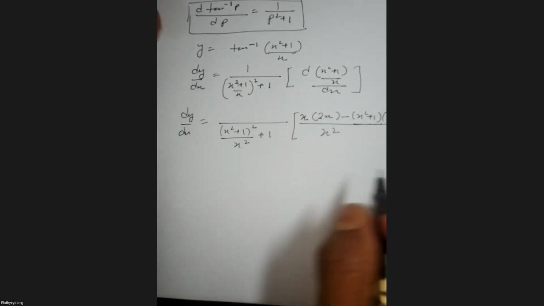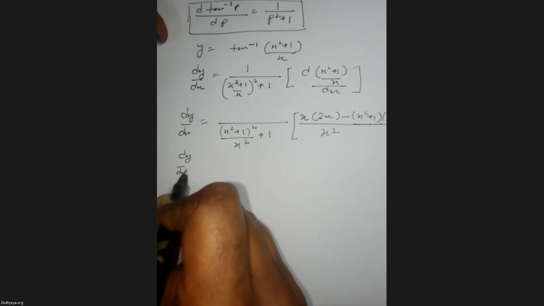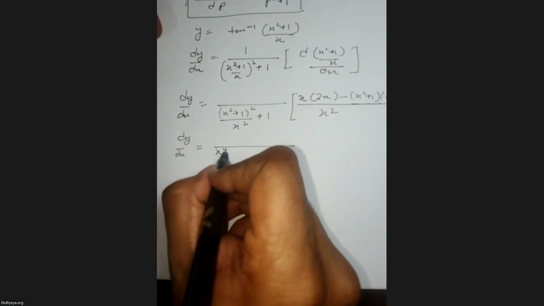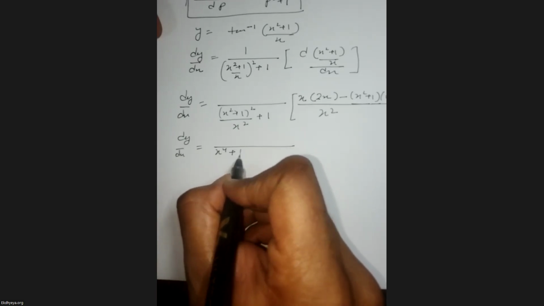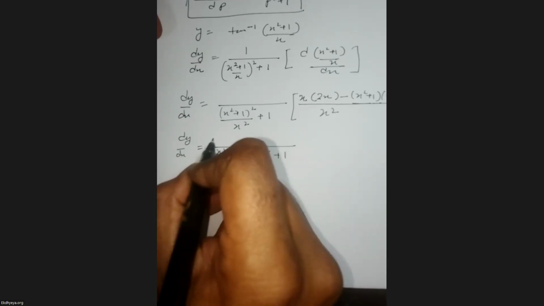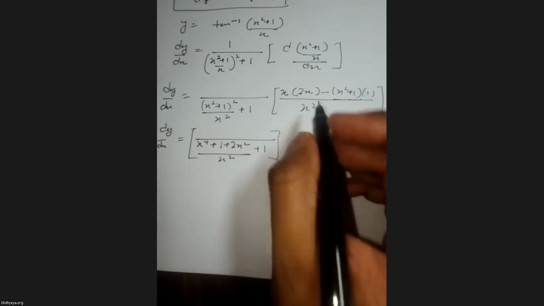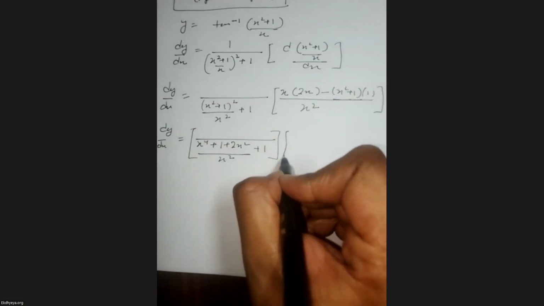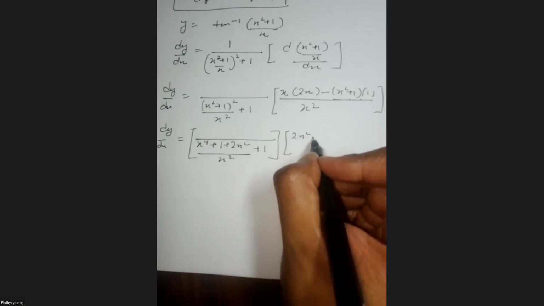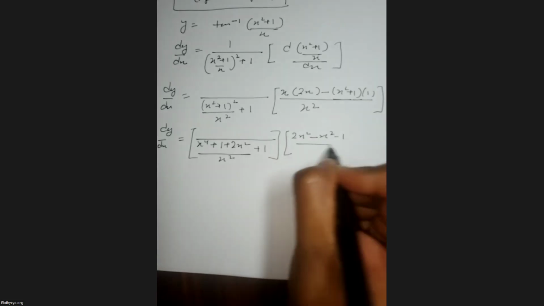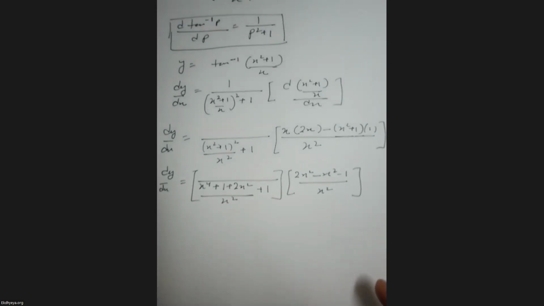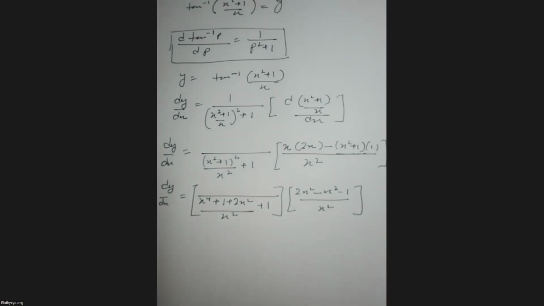Okay, so dy upon dx would then become, we will open this whole square bracket, it would be x4 plus 1 plus 2x square on x square plus 1. And then this one we would open, it would become 2x square minus x square minus 1 over x square. So I'll just show this to you once again. I'll just zoom out a little bit.